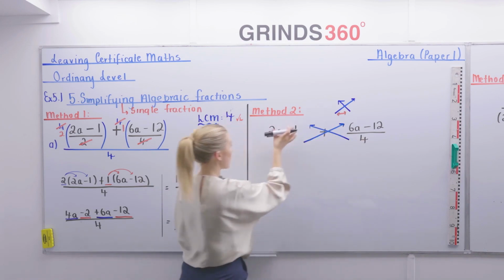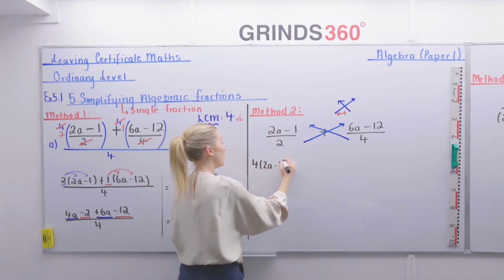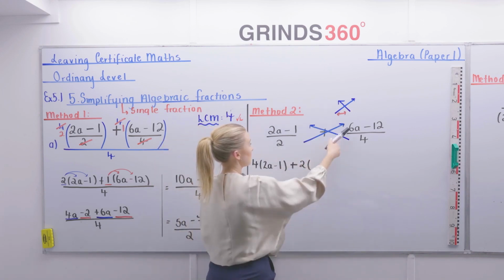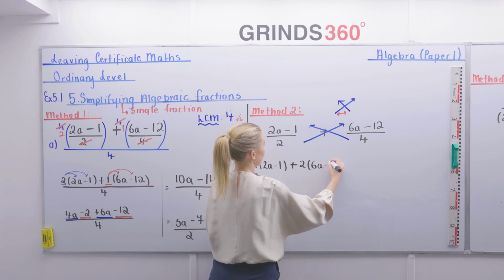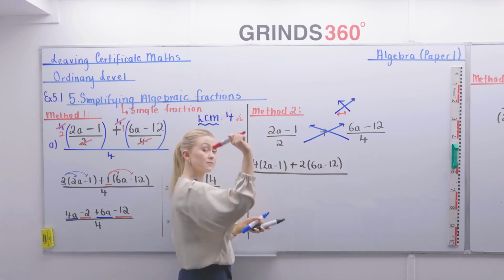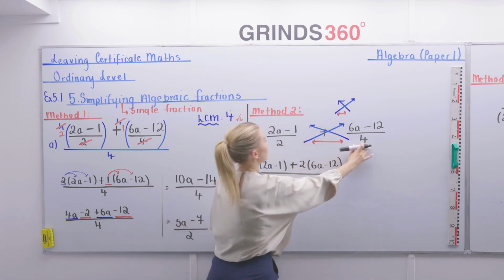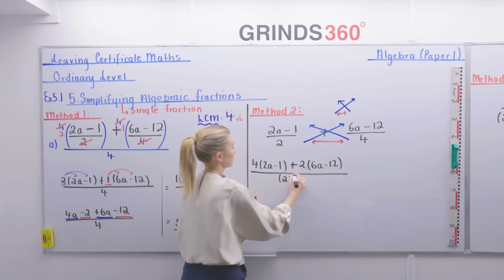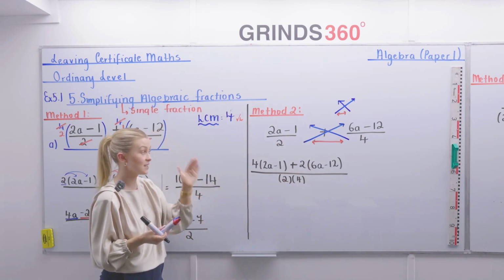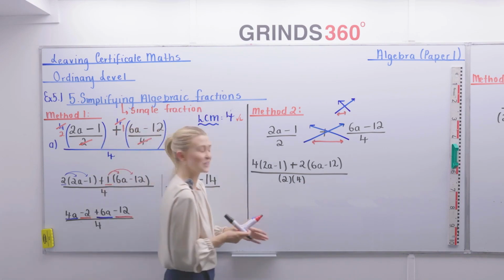So here we multiply 4 by 2a minus 1. Plus is in the middle, and 2 times 6a minus 12. Now this is all over denominator times denominator, or bottom times bottom, 2 times 4. So opposite denominator by the opposite numerator, and denominator by denominator. Bottom times top, bottom times top, bottom times bottom. Kind of like a tongue twister.